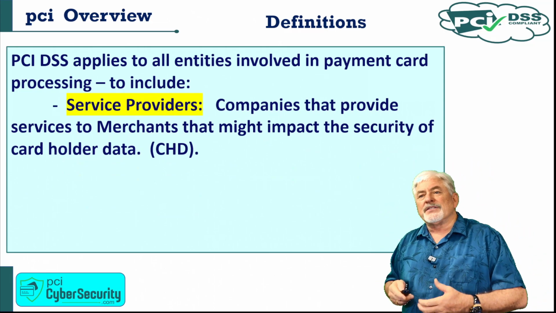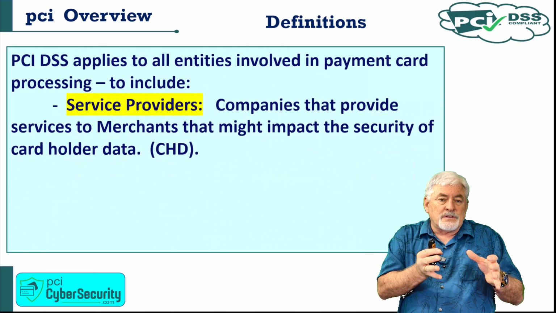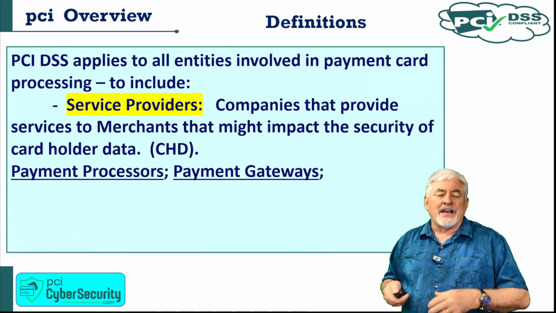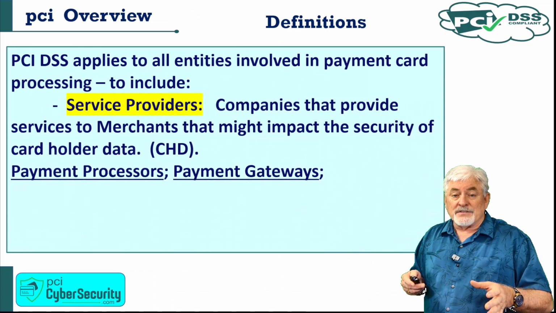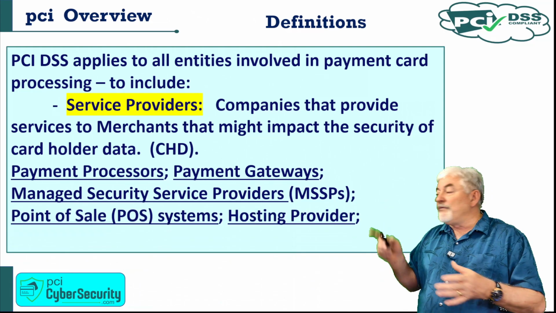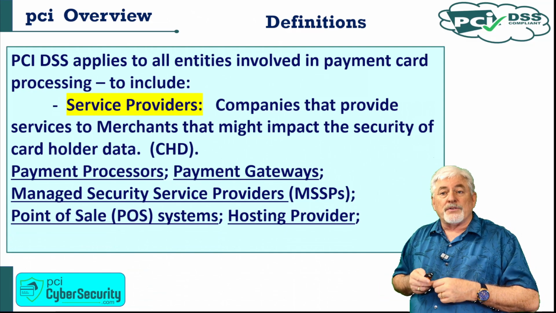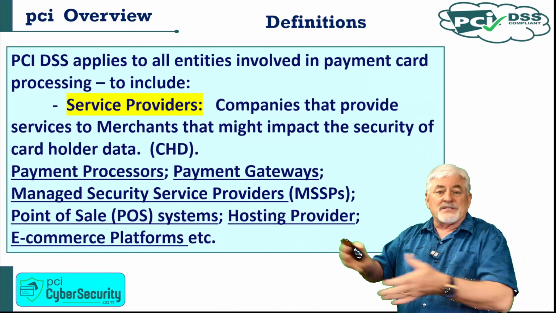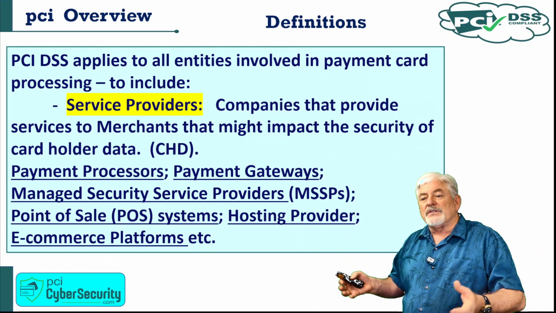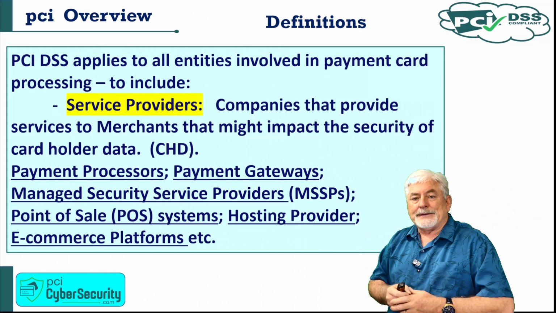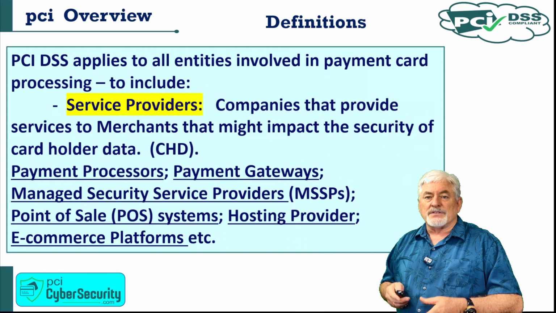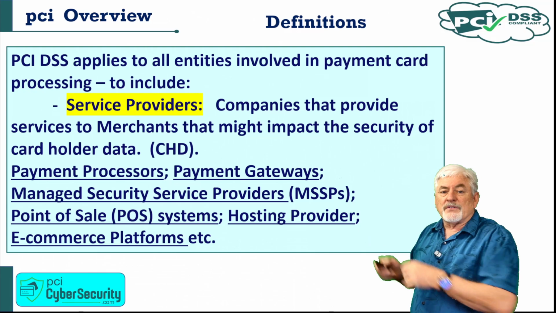Okay, then we have service providers. Now, service providers are any company that provide merchants with services that might impact cardholder data. And there are many of them. So you have payment processors, we have payment gateways, we have managed security services, we also have point of sale machines that you just run your card through, hosting providers. So Amazon might be hosting your website. But Amazon Web Servers may be providing the service to that candle merchant that you're buying candles from, right? Okay. And then you've got e-commerce platforms also. All of those fall under the rubric of service provider.